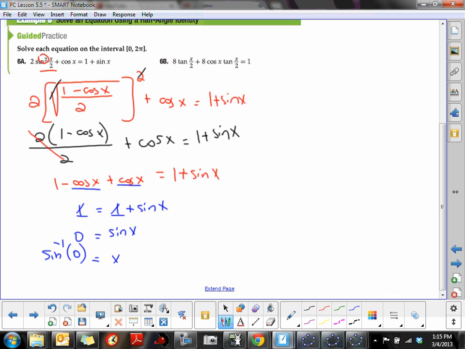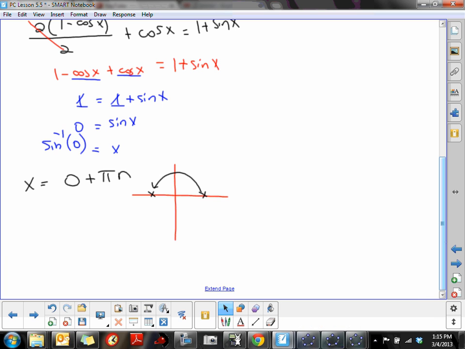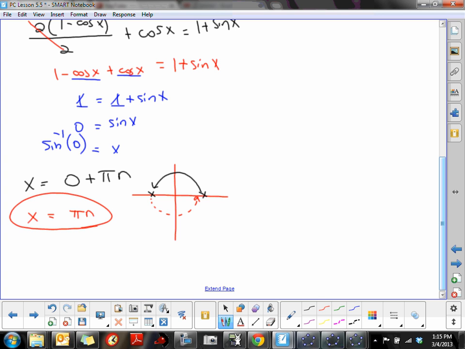Now there's only a few locations where your sine values are equal to 0. So you think about your unit circle. Sine values are 0 at 0 and at pi. So we want 0, and then we're going to wrap around just half a way around. So x is going to equal, starting at 0, then we add on just pi times n. And realistically, every time we go another pi units, we're back to 0. So x equals pi n could be our final solution.